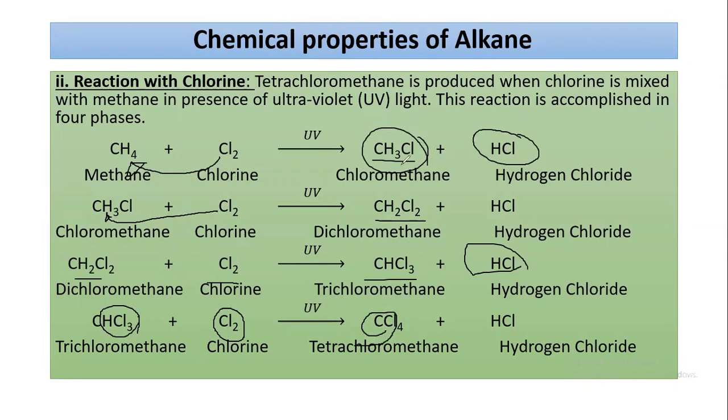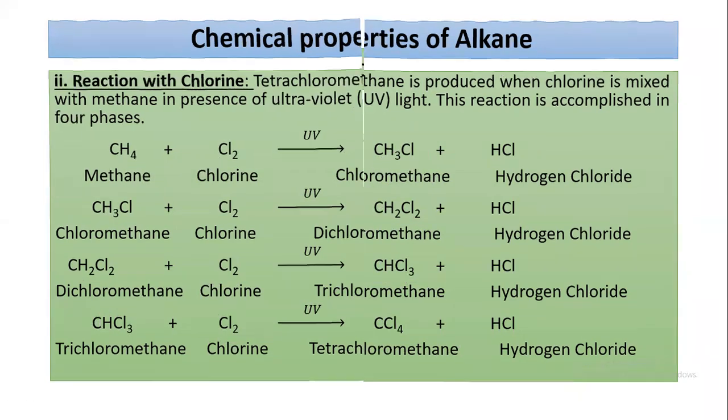Okay, remember this: chloromethane, dichloromethane, trichloromethane, tetrachloromethane. Among these 4 halogen substituted compounds, tetrachloromethane is more toxic. With the increasing of chlorine atoms, the toxicity also increases.